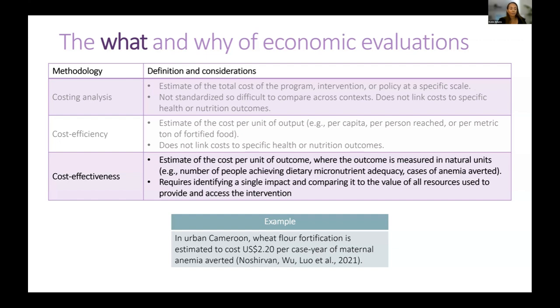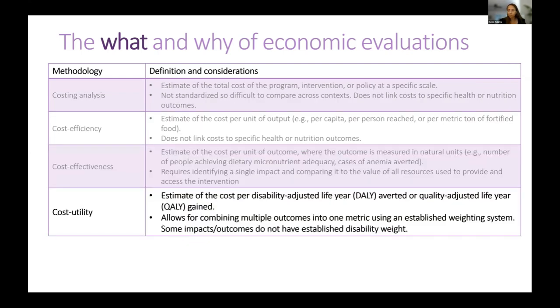One thing to keep in mind about cost effectiveness analysis is that it requires identifying a single impact and comparing it to the value of all the resources required to provide and or access that intervention. So if an intervention has more than one impact, say it averts both deficiency and death, you either need to calculate two separate cost effectiveness estimates, or you need to use another type of economic analysis like cost utility that combines impacts. So cost utility analysis is actually quite often referred to as cost effectiveness analysis, and I think we can think of it just as a specific type of cost effectiveness analysis.